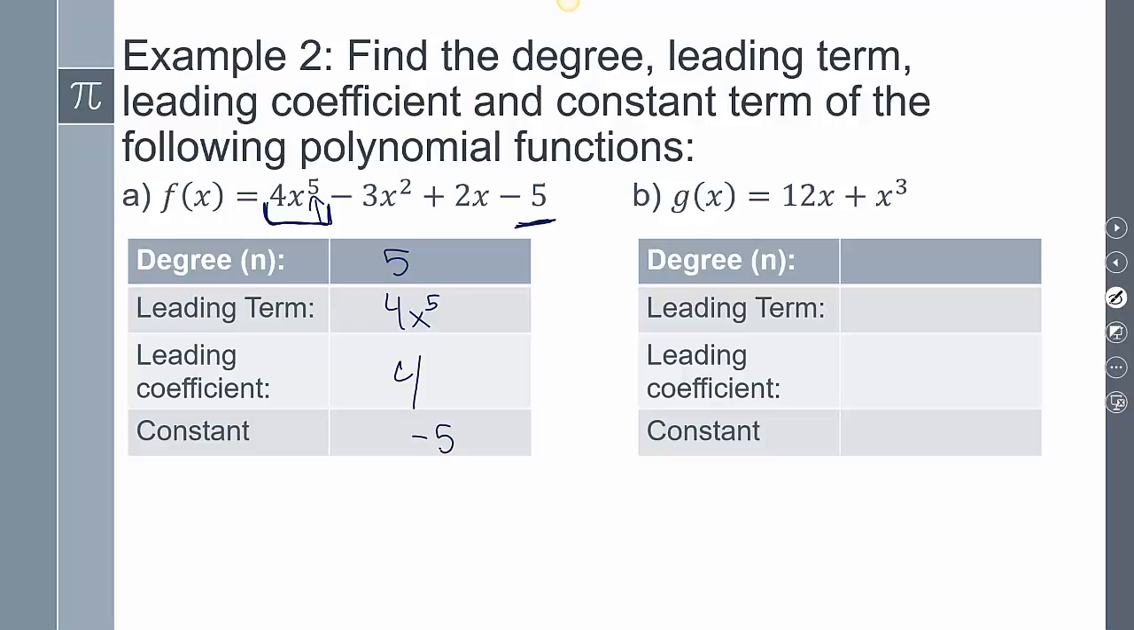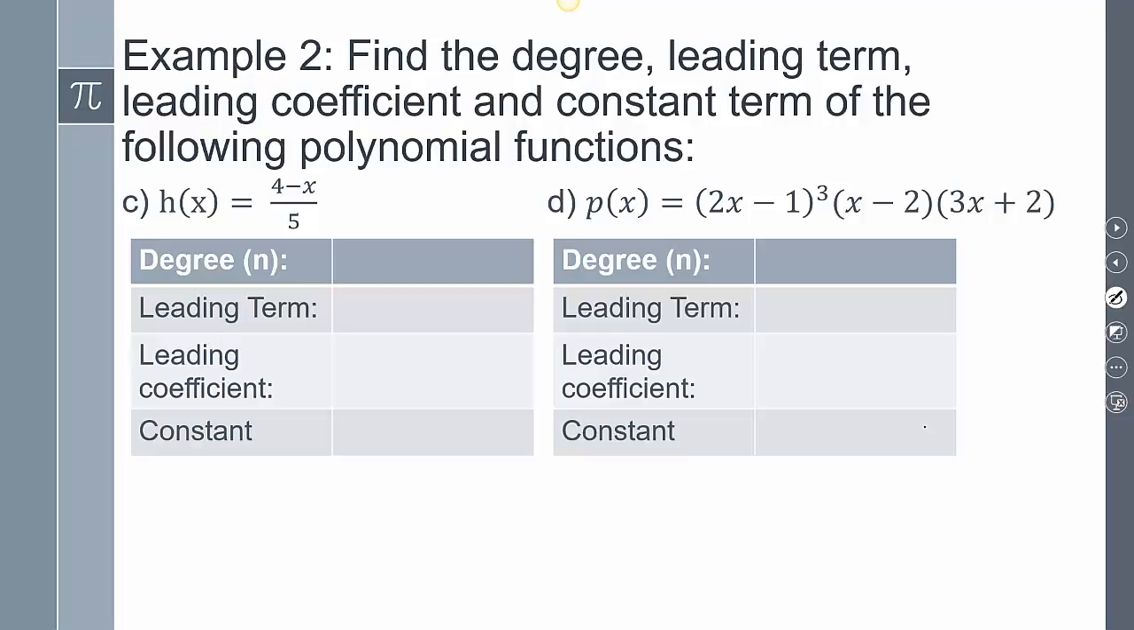Now looking at this one, our first thing, we're thinking, oh, this is our leading term, but we have to rewrite it. They should always be expressed in descending order because your degree is your highest power, and your highest power should be written first. And so that's going to be 3. Now my leading term, this value right here, is x to the 3rd. My leading coefficient, that's going to be the number in front, and so that's going to be a 1. My constant, there is no number by itself, so that's going to be 0.